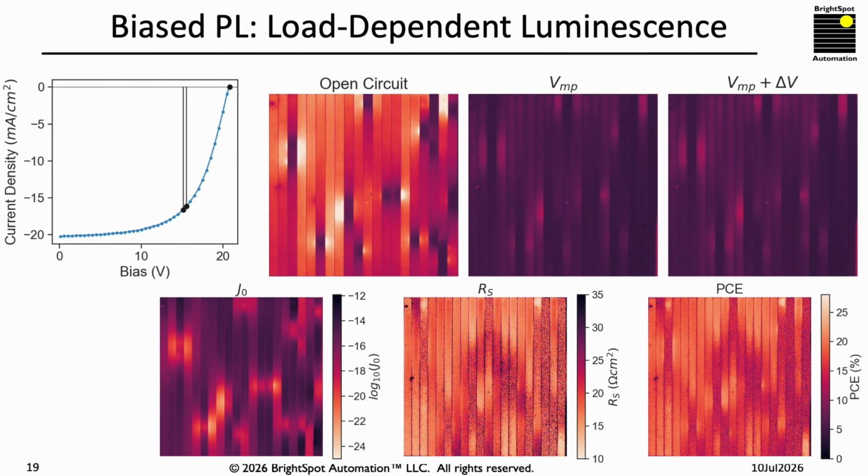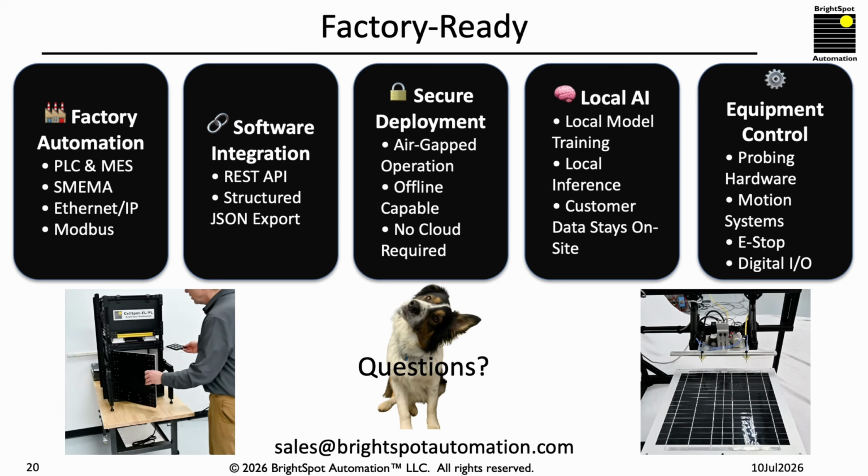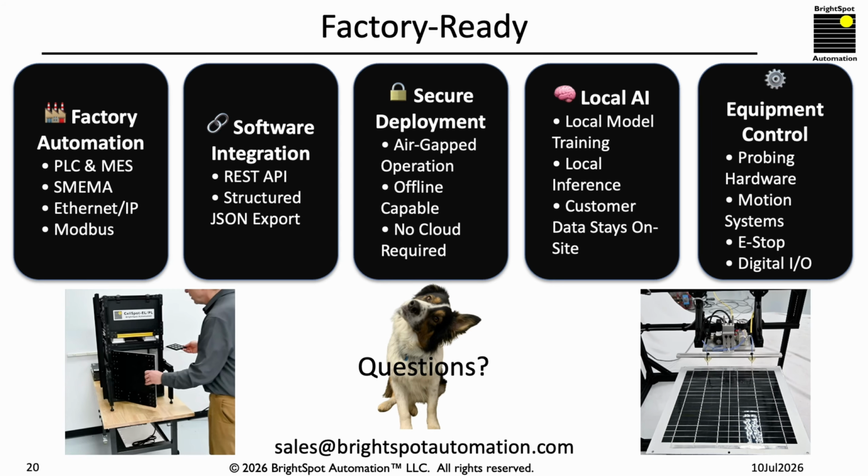If you have that electronic load, we can take images in quadrant 4 of the IV curve, biased PL images. If we take 2 images near the maximum power point, we can then also plot figure of merit plots for J0, the series resistance, and the conversion efficiency. So our tools come factory ready.